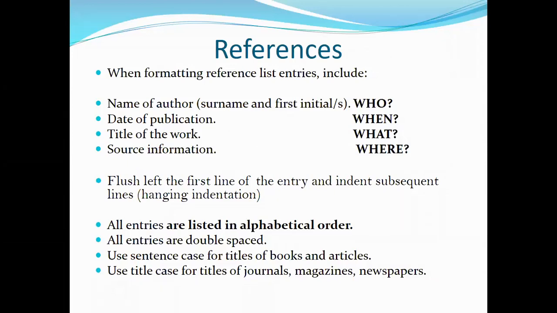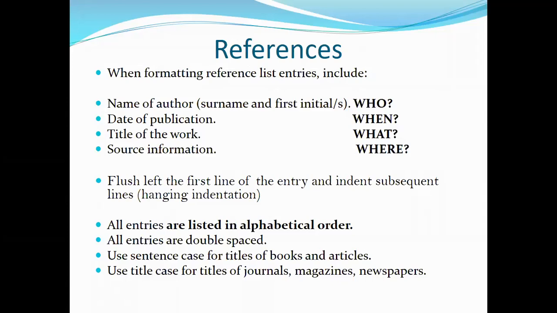Next, the date it was published. What is the title of it? And then where can I find it? So that may be the journal it's in, or the website it's on, or the publication company that produced it, right? All entries should be listed in alphabetical order.